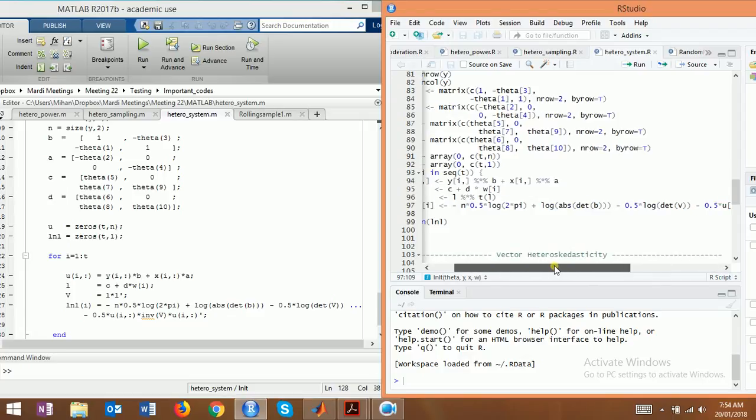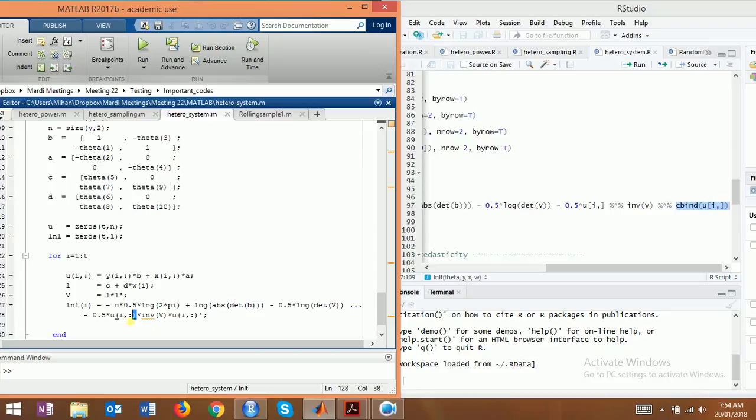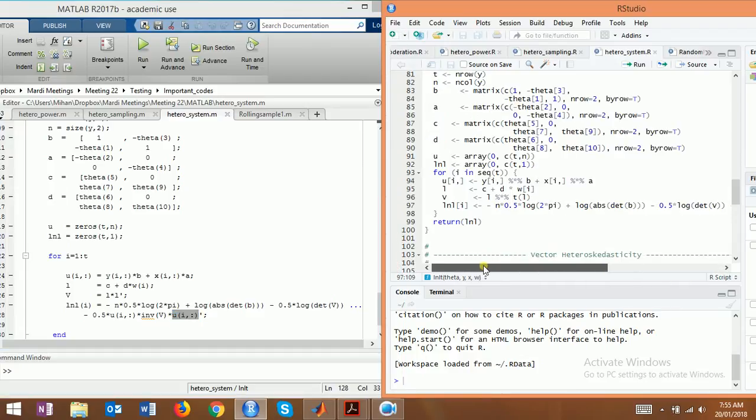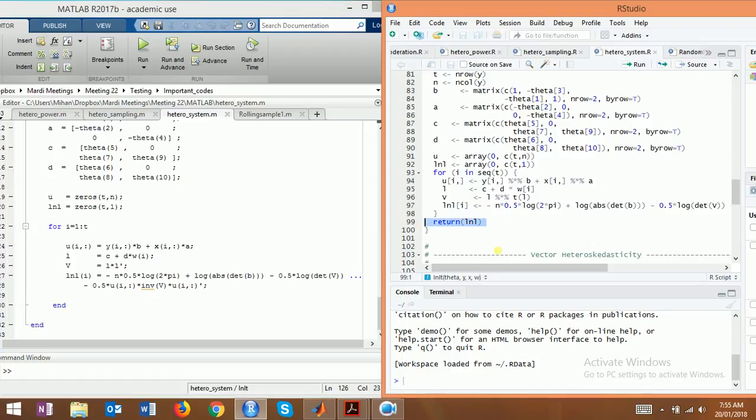Why this should have been simply transpose. This is the tweaking part. I'm not sure why they didn't do it. They should have done column bind for this as well, but they haven't. They have just done column bind for this. I'm not sure why the column bind is for this. Anyway, then it returns the logl, that's all.